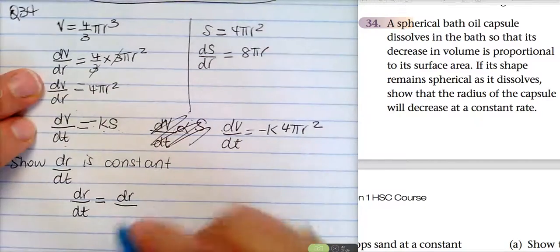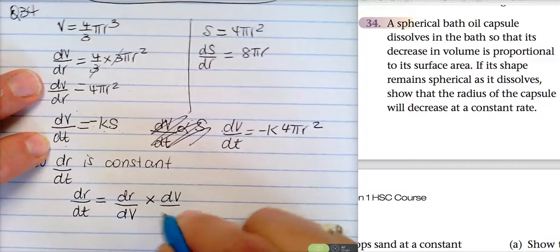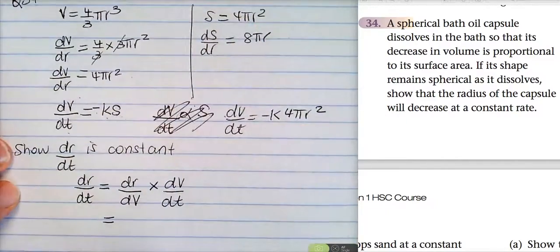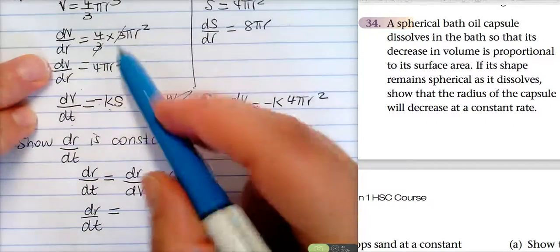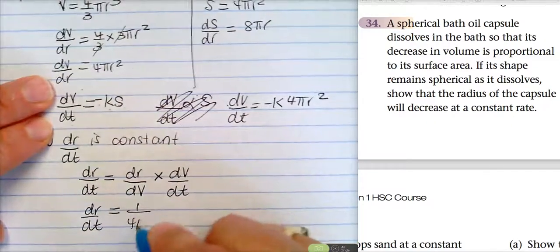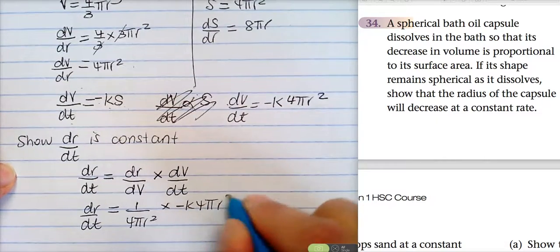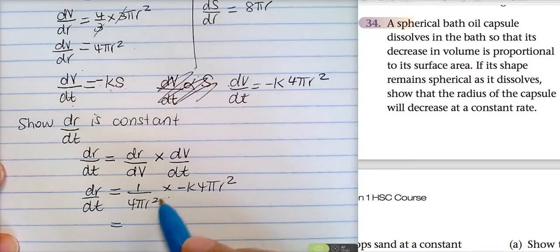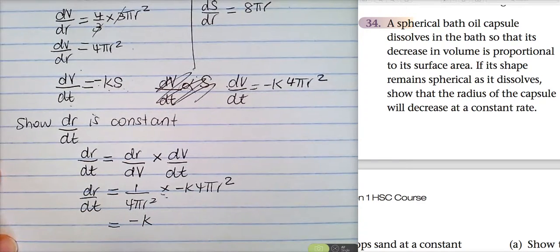So dr/dt is dr/dV times dV/dt. So really the dS/dr we didn't need, but I just did it. So dr/dt is dr/dV, which is 1 on 4 pi r squared, times dV/dt, which is negative k times 4 pi r squared. And the 4 pi r squareds cancel, and you get negative k. So therefore, the radius will decrease at a constant rate.